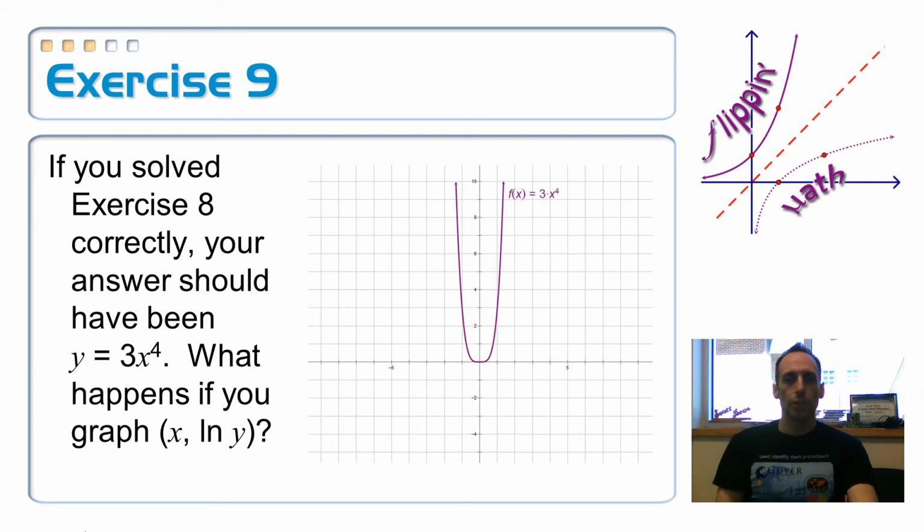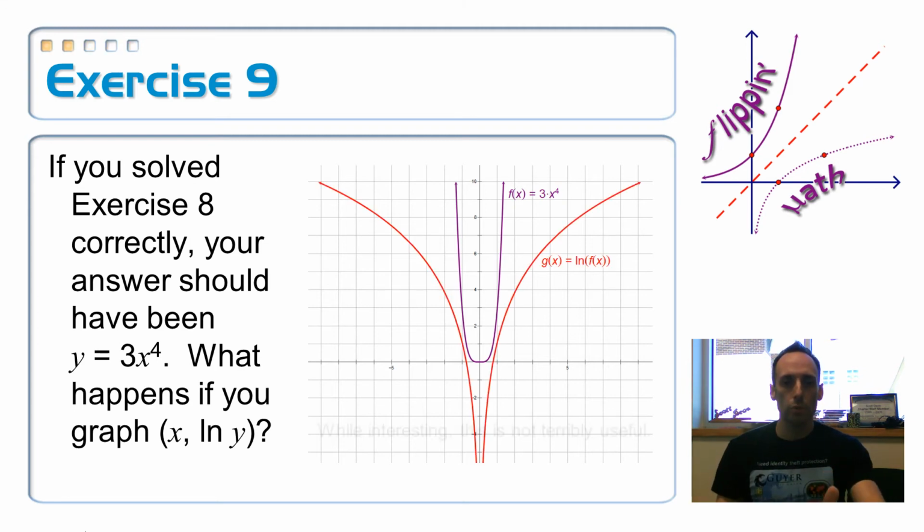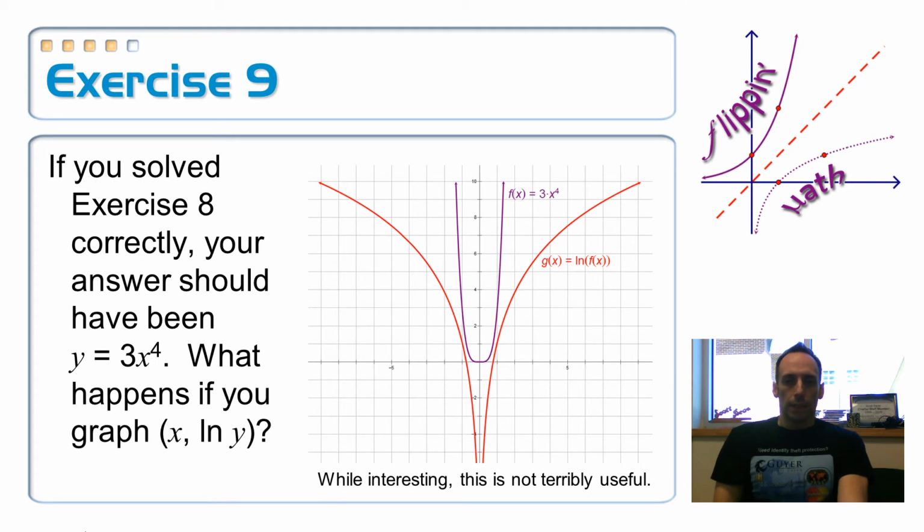All right, so let's do the same thing that we did before. Let's take x comma natural log of y and graph that. If you want to do that in your graphing calculator, go ahead, or just look right here. Well, that's interesting. It looks kind of cool, but it's not very helpful at all.